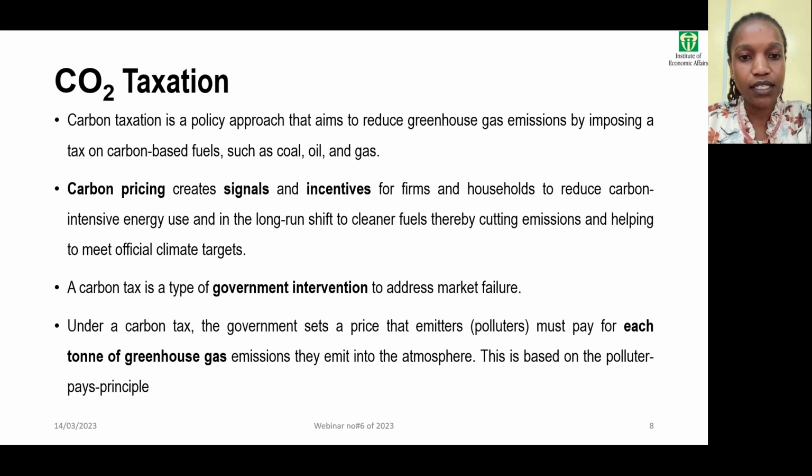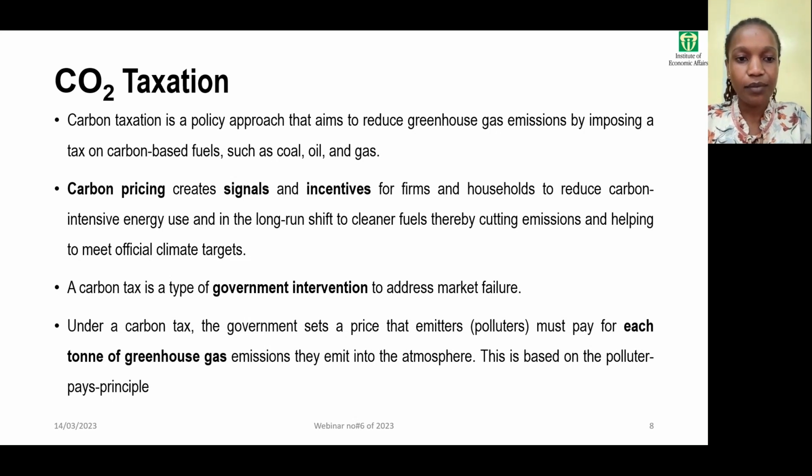Carbon pricing creates signals and incentives for farms and households to reduce carbon-intensive energy use, and in the long run, shift to cleaner fuels, thereby cutting emissions and helping to meet official climate targets. So by imposing a carbon tax, it's an incentive and a signal for households and farms to reduce their carbon use, either by recycling or being innovative so that they pay less carbon tax.